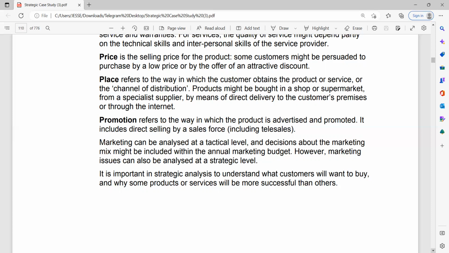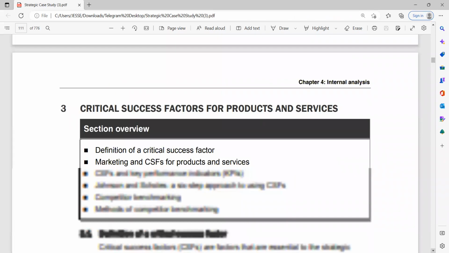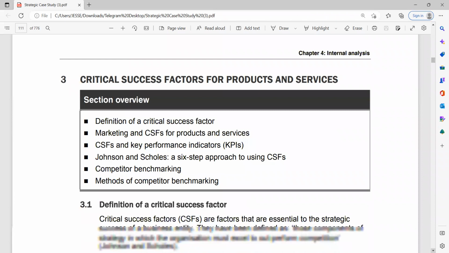And when you're looking at marketing from a strategic perspective, you're trying to understand what customers will want to buy. What are customers looking for? What are they seeking to purchase, and why are even some products more successful than others in the market? Very, very important.